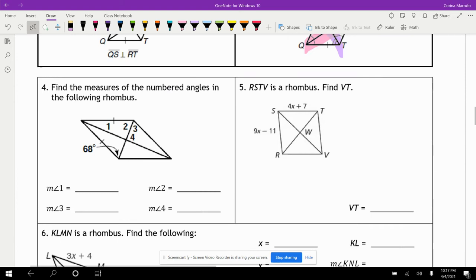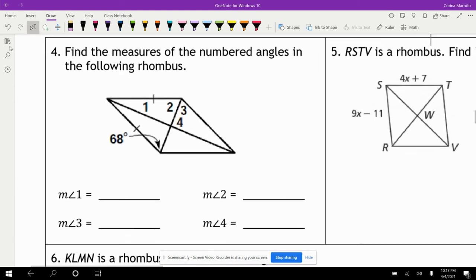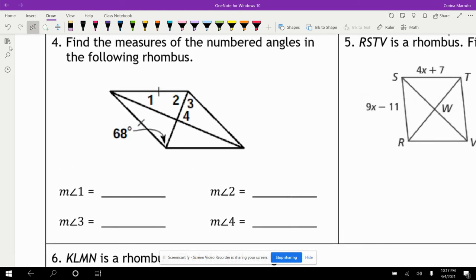Okay. So here it says find the measure of each of the numbered angles in the following. They said this angle is 68. So because this is a rhombus, this angle should be the same as this angle, and it should be the same as this one and this one. So angle 3 and angle 2 should be 68 degrees.